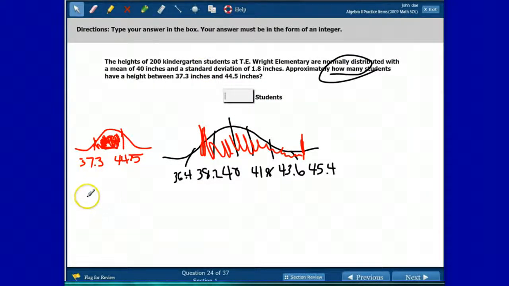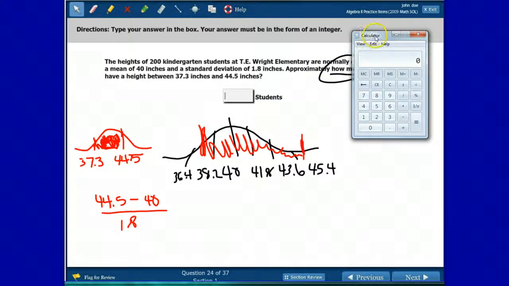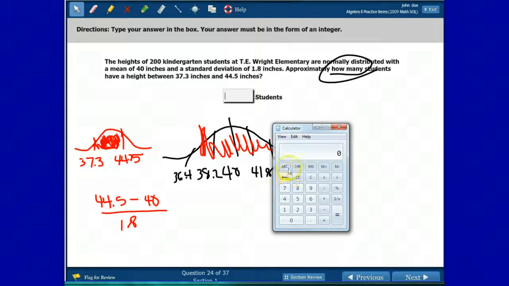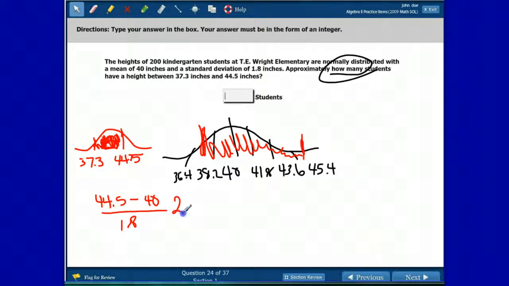Alright, the first thing we're going to do is take 44.5, and take away from it the mean, 40. I could have done that one in my head. Then we divide it by the standard deviation, which is 1.8. Since my calculator doesn't come out that easily, I'm going to just use one of these cheapy-cheesy things. The result is 2.5.